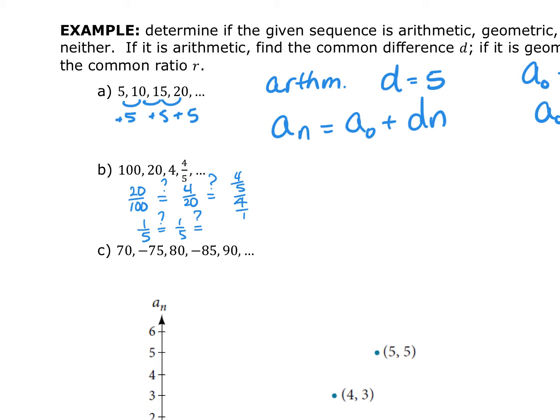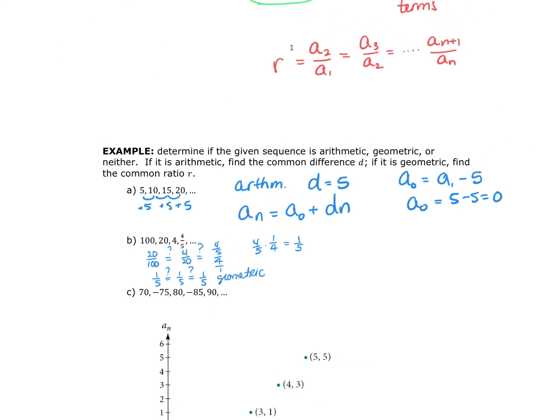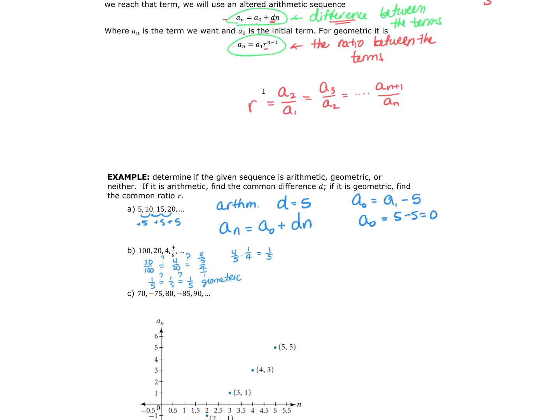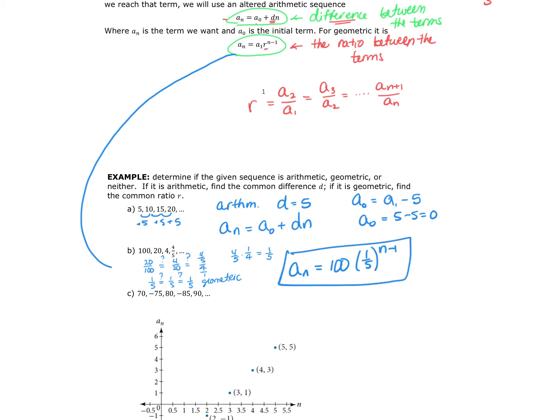And then we look to our last one. This 4/5 multiplied by the reciprocal 1/4 gives me 1/5. So this is 1/5, and so this is geometric. Now with geometric, we haven't done the closed formula for that. The closed formula based on this is going to be a sub n is equal to my a sub 1, which is 100, and then my ratio here is 1/5 raised to the n minus 1. And so that's my closed formula. And this was my closed formula, a sub n is equal to 5n. I must have erased it.